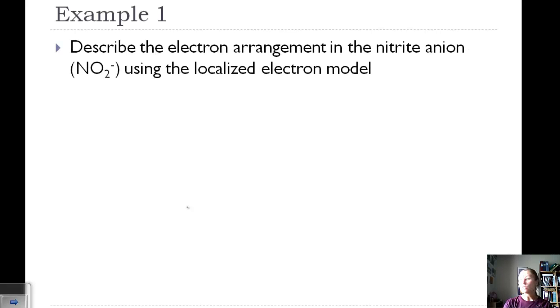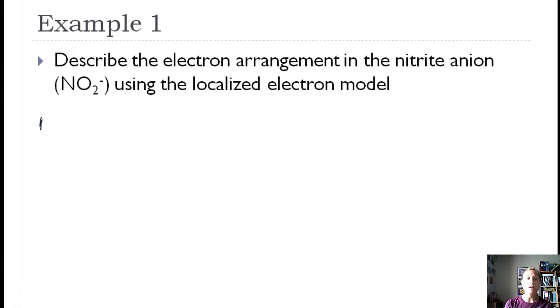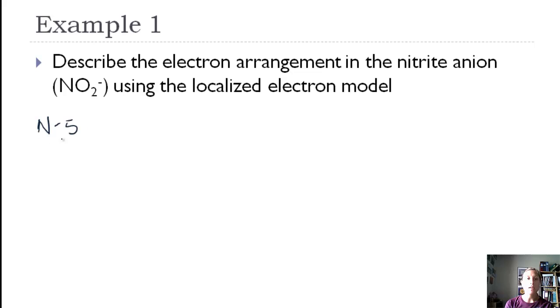So we're going to describe the electron arrangement in the nitrite anion using this localized electron model that we talked about. First we need to draw our Lewis structures. Nitrogen donates 5, oxygen donates 6, but we've got 2 of them, and then we have a -1, so we know we're going to add another one. So that's 12, 13, and 5 gives us 18 electrons. Because we have 2 oxygens, let's put nitrogen in the middle.